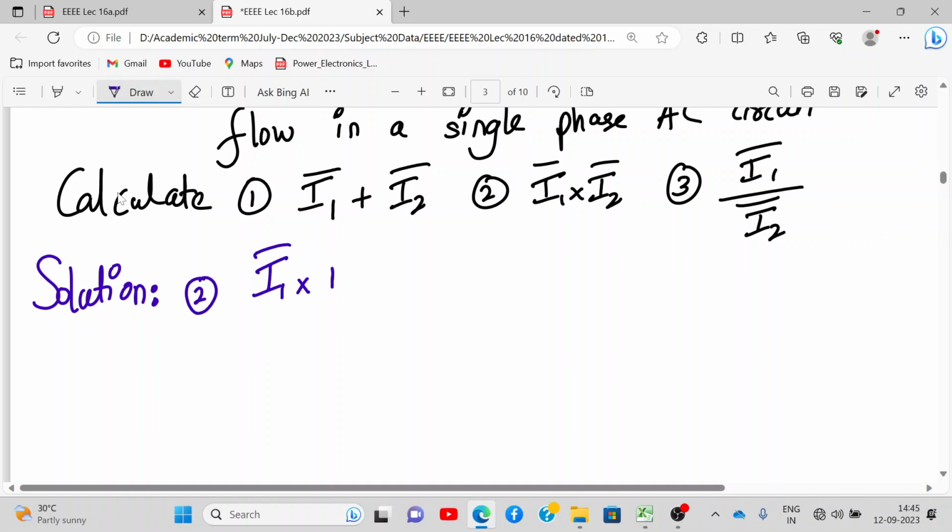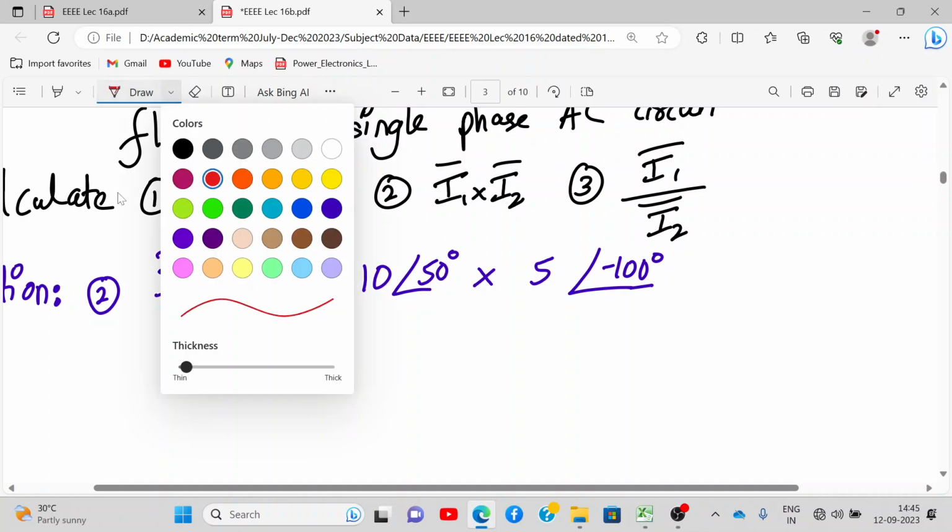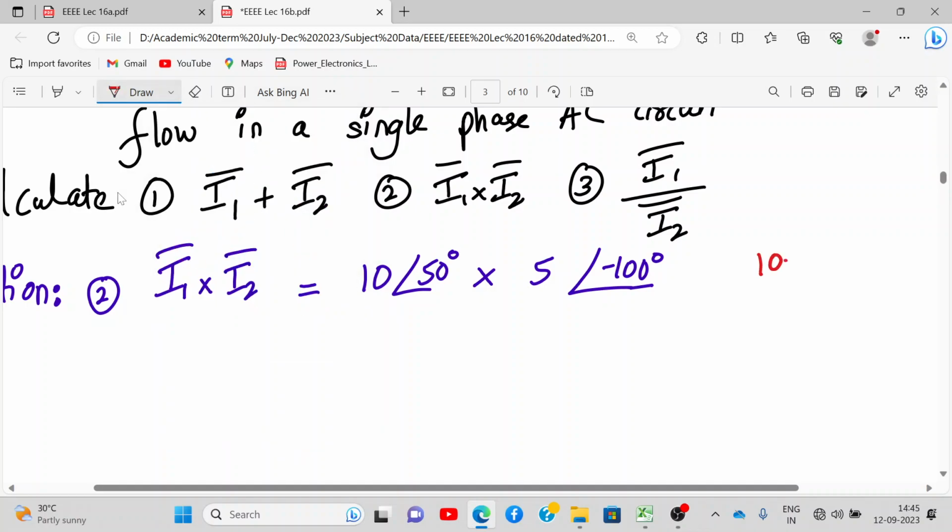I1 multiplied by I2. So how will you do that? 10 angle 40 degree multiplied by 5 angle minus 100. How do you multiply them? I'll give you a clue. You multiply the magnitudes, 10 into 5, that is 50. What will you do with the angle? Angle you will add. Understood? That is the meaning of multiplication.